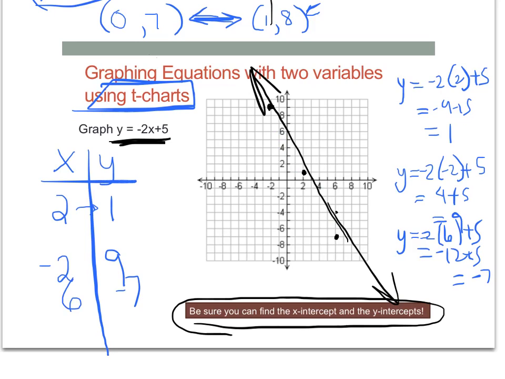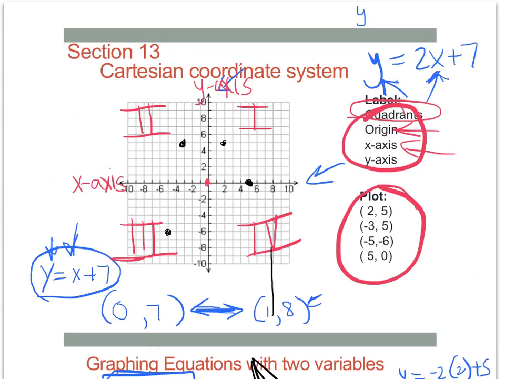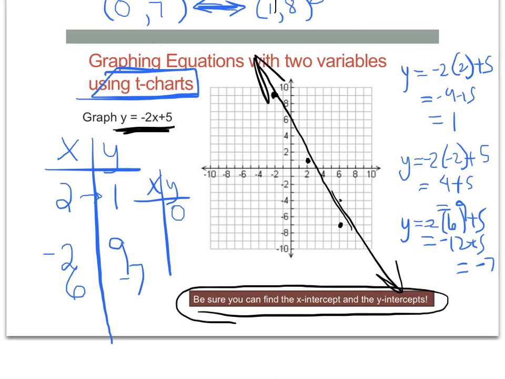To find the x-intercept, in your t-chart, put a 0 in for y and solve. So I go to my equation, I put a 0 in for y and solve for x. So I'll do that. Oh, no. Okay, sorry about that. I'm back. Okay, I'm putting a 0 in for y in my original equation.